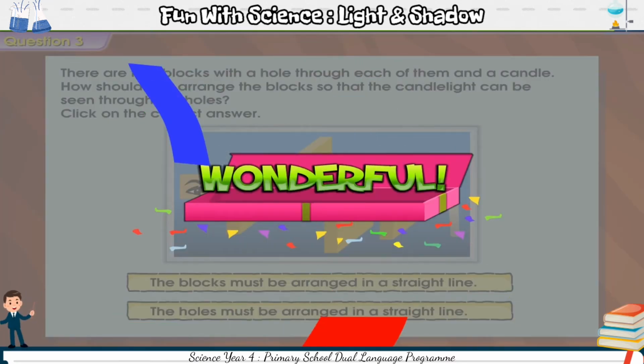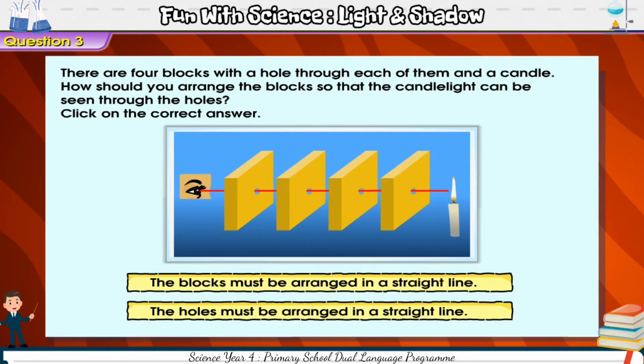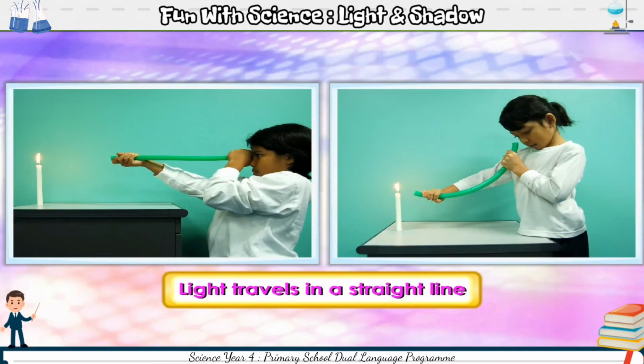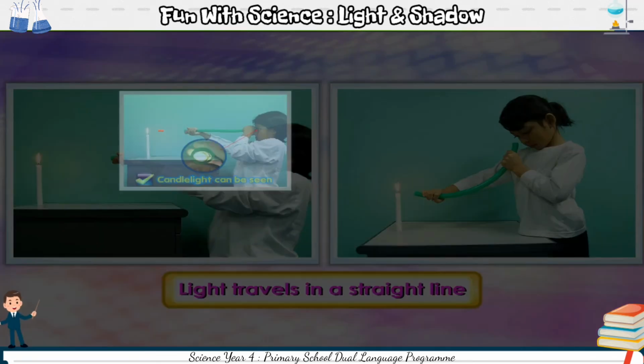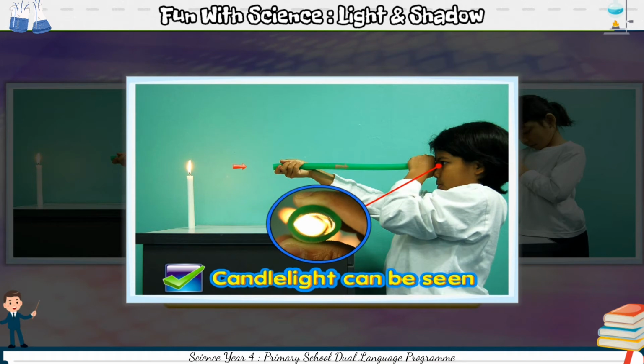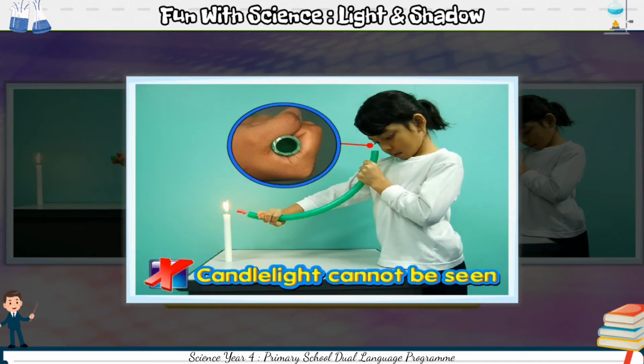Wonderful! To see the candlelight, the holes must be arranged in a straight line. Light travels in a straight line. We can easily see the light of a candle passing through a straight rubber hose. However, we cannot see the candlelight when the hose is bent. Light cannot pass through the bent rubber hose.